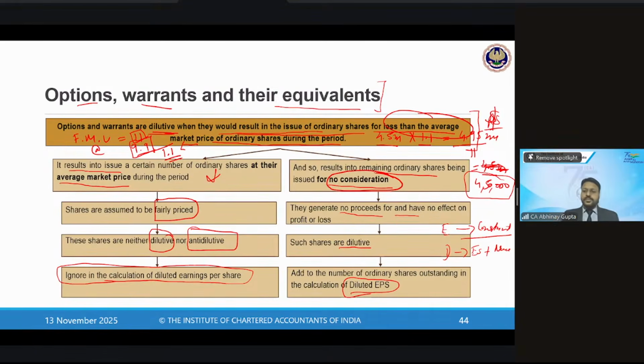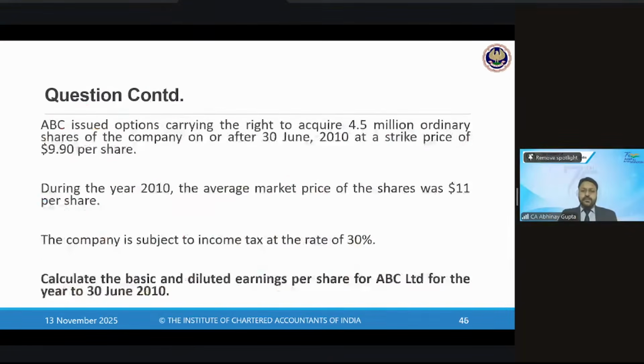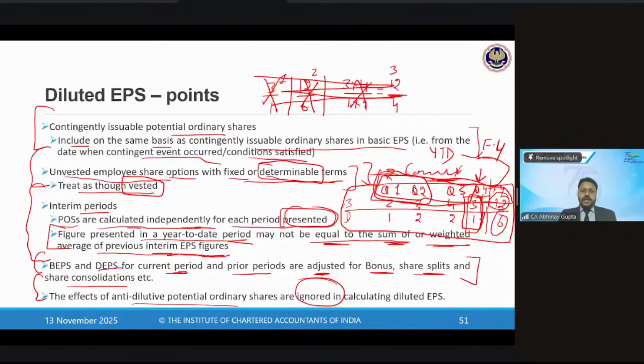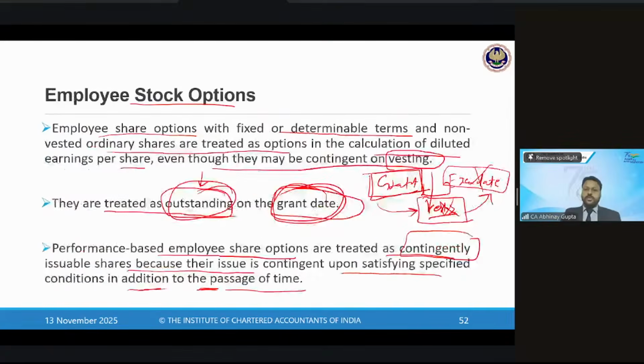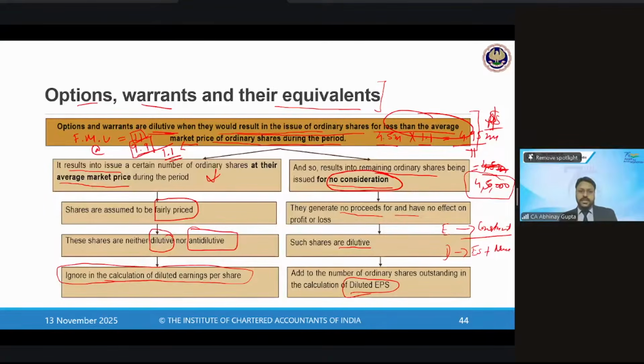Clear. Right. Now, once we have computed how many shares are actually getting issued for zero consideration, that is 25,000, then that 25,000 only needs to be added in the calculation of the weighted average number of shares for the purpose of diluted earning per share. That's what this slide says.